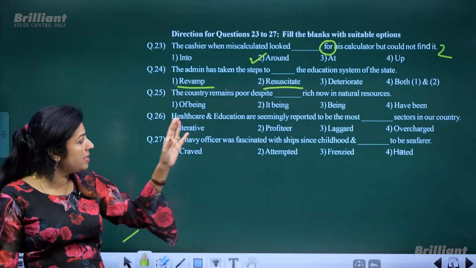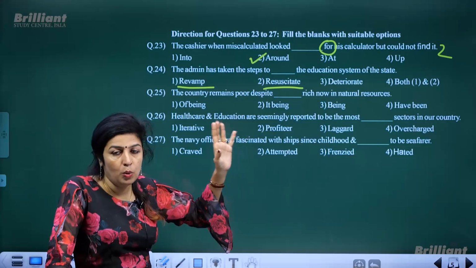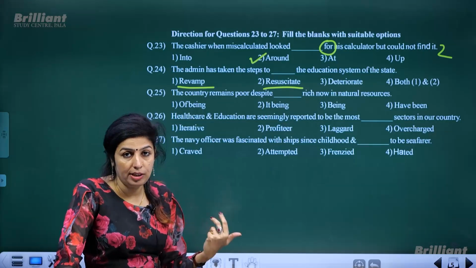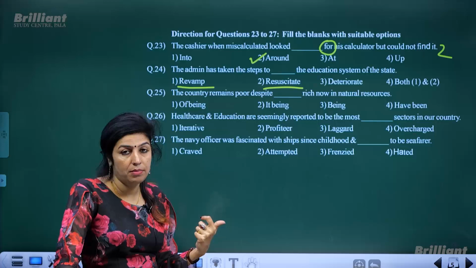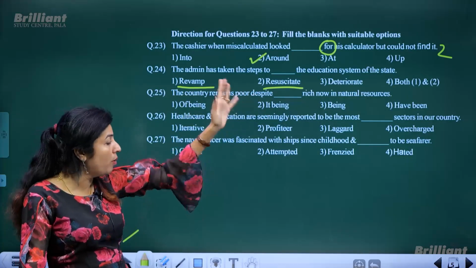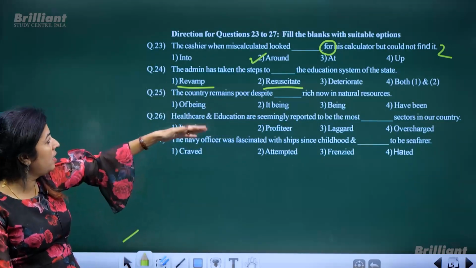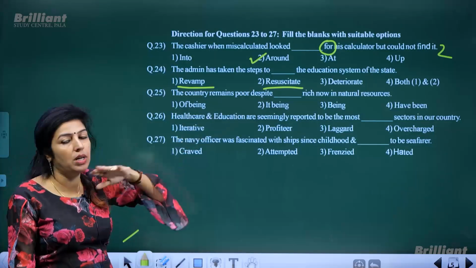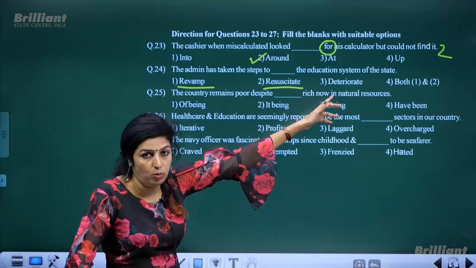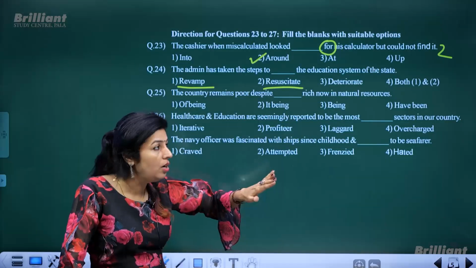Resuscitate also has somewhat similar meaning, which means to revive something, to refresh something, to mold something, to make something new, just like revamp. So both revamp and resuscitate should be equally acceptable. Deteriorate means to go down. See, what is the sentence? The admin has taken steps. Definitely he will be taking steps to improve the education system, not to make it go down. So deteriorate means to go down or to decline. So that is an option you cannot choose at all.